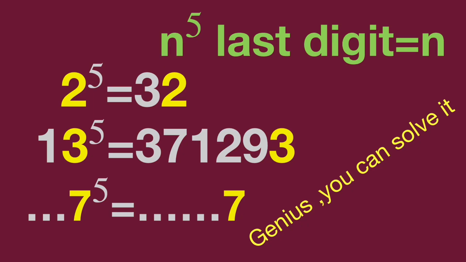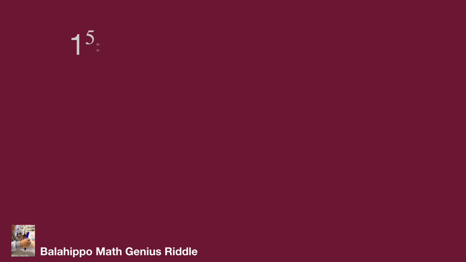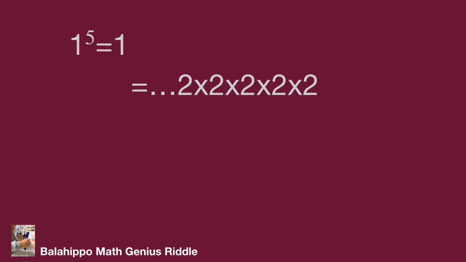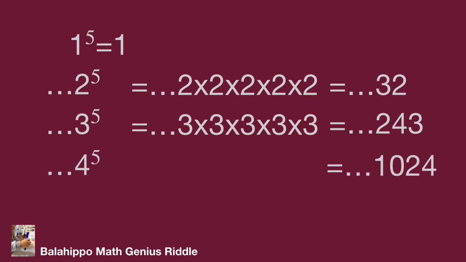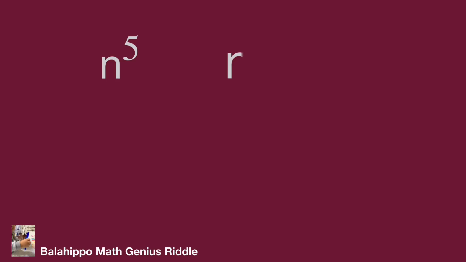At first, let's check some last digits. We know 1 to the power 5 equals 1, and 2 times 2 times 2 times 2 times 2 is 2 to the power 5, which equals 32. Last digit is 2. 3 to the power 5 equals 243. Last digit is 3. 4 to the power 5 equals 1024. Last digit is 4. Okay, then let's define n to the power 5 and n.